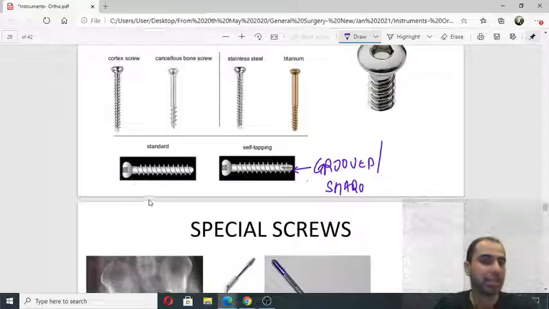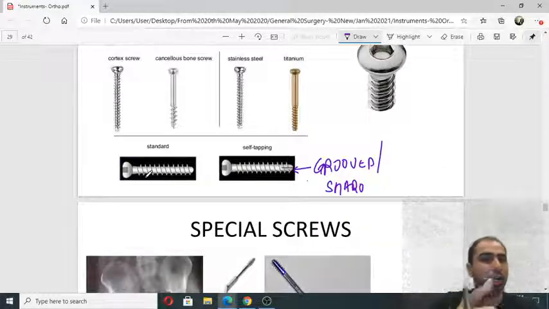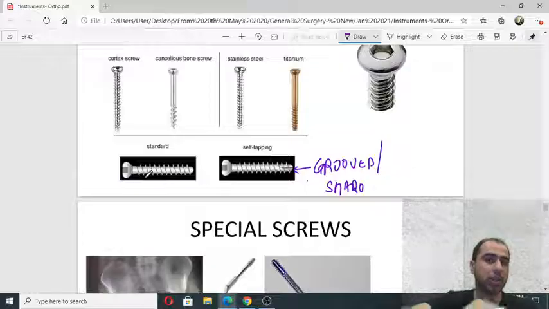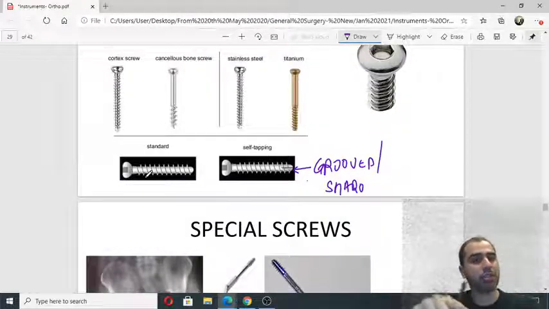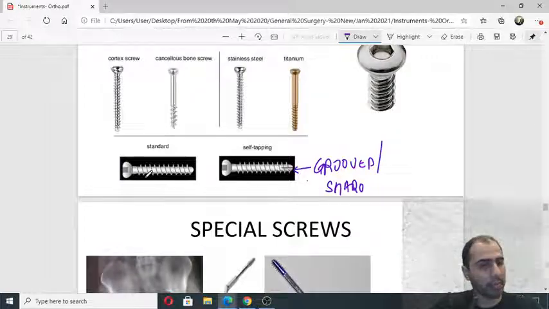Okay, there are devices which make the drill. They are called bone taps. First I have to make the pathway, then I have to put the screw. Self tapping means I can directly put the screw. Screws are permanent. They can be removed once the fracture is healed.